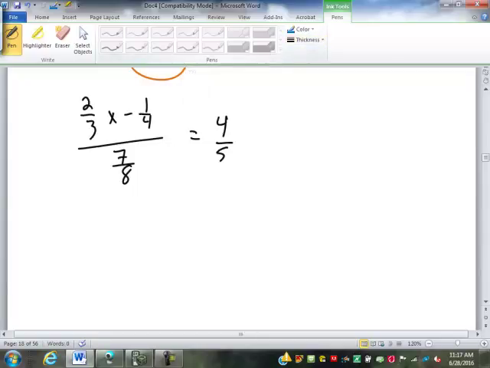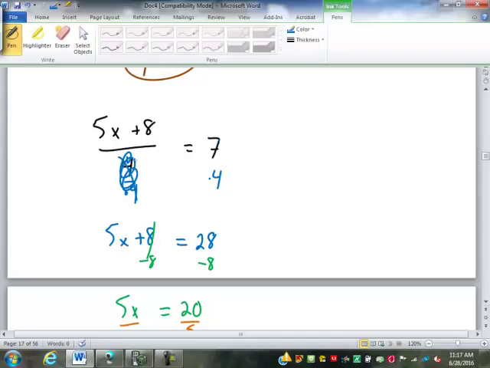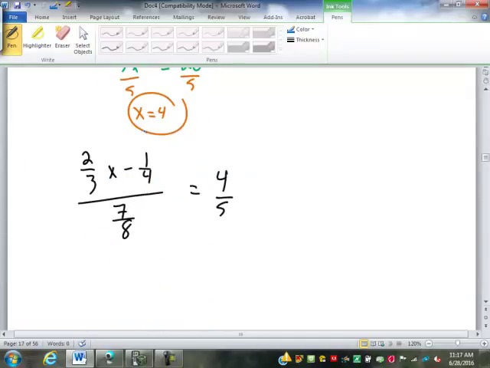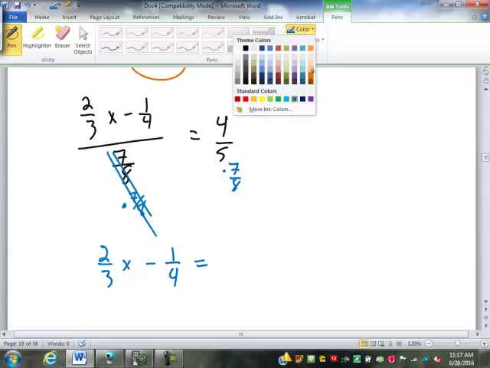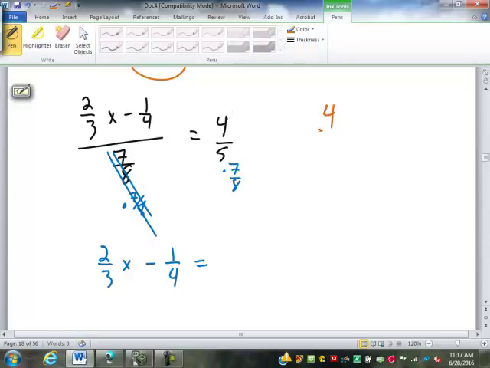Well, just like up here, right? The first thing we did up here is we multiplied by the 4 to get rid of it. Down here, we're going to multiply by 7/8. So we're left with 2/3 x minus 1/4 equals. Well, we have to multiply this by 7/8 as well, don't we? So let's do that. 4/5 times 7/8.